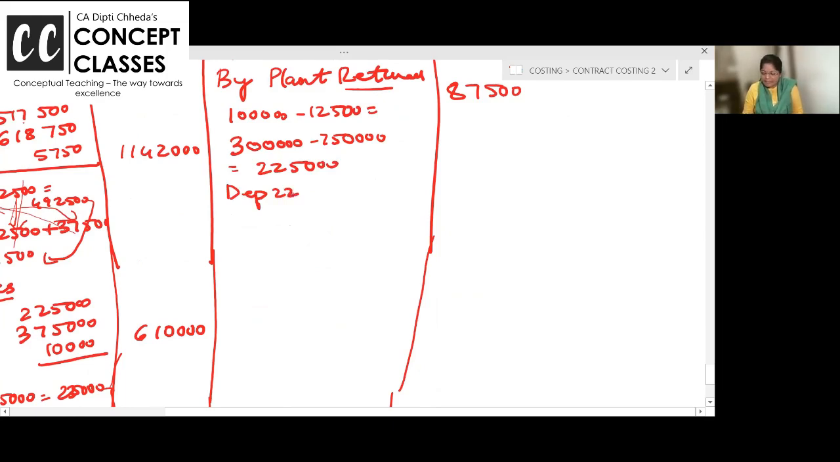I hope you are getting. 75,000 is the depreciation for the first year. And now 225 into 25% into 6 by 12. This is for the second year. 2,25,000 into 25% into 6 divided by 12. It is coming to 28,125.